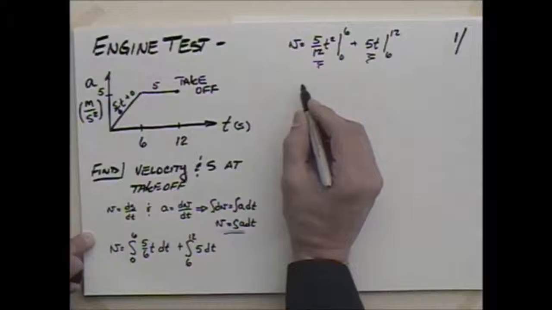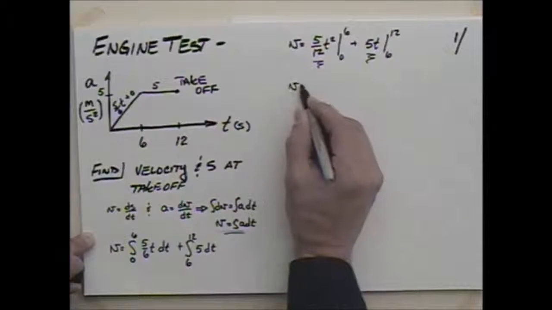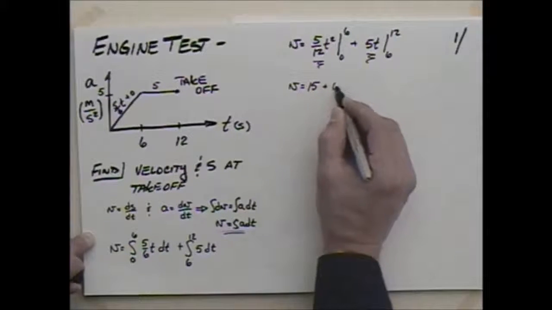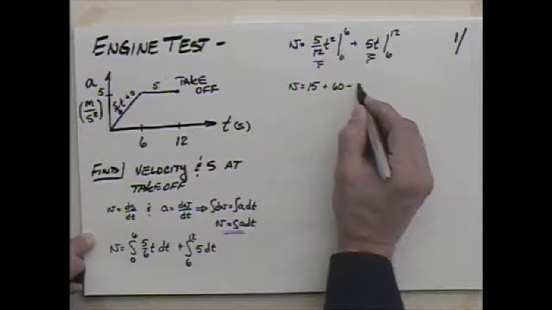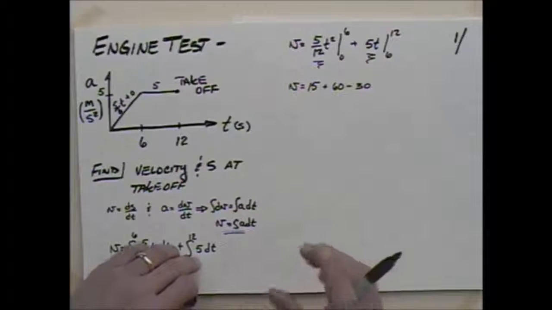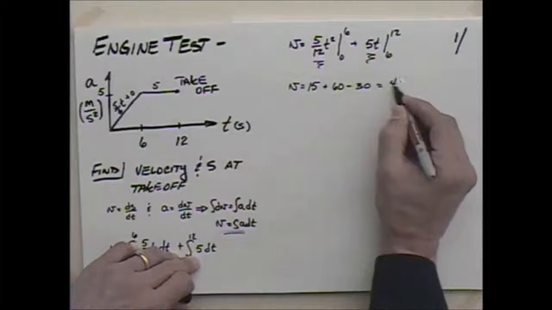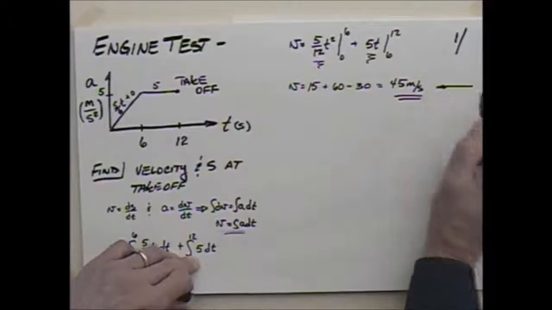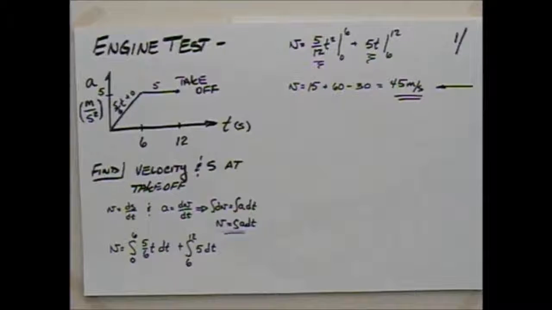But for now, we'll continue on and say then the velocity is equal to, if I put the upper limit in here, I get 15 plus 60 minus 30. Of course, the lower limit on that first piece is equal to 0. So when you go through the math there, you come up with 45 meters per second, about 120 miles an hour somewhere in there. So that seems fairly reasonable. If we came up with something way higher than that or way lower than that, we might be concerned. But I think that's probably okay.